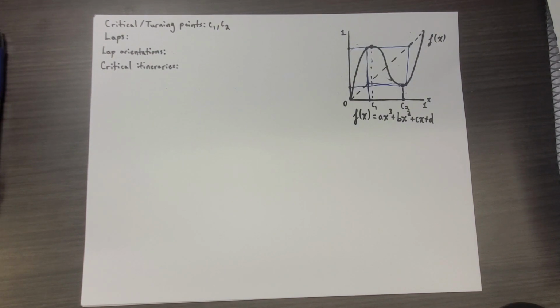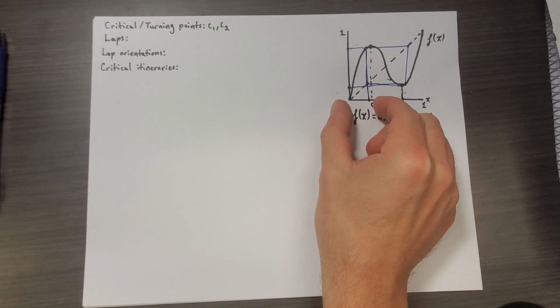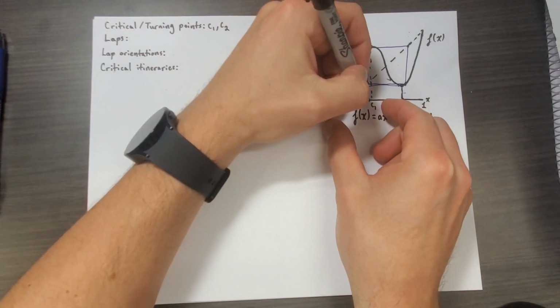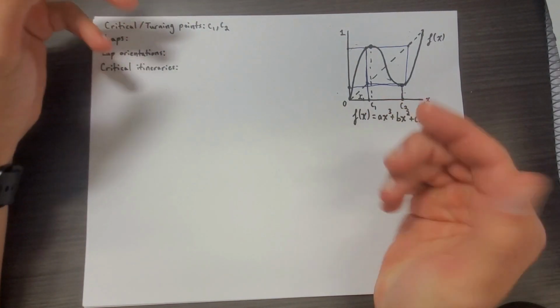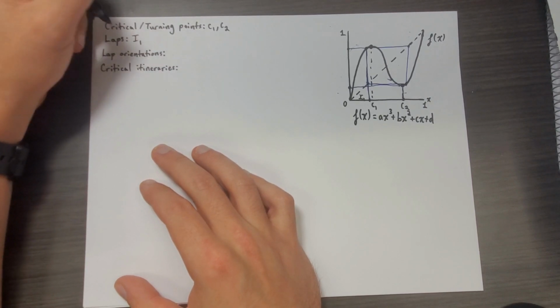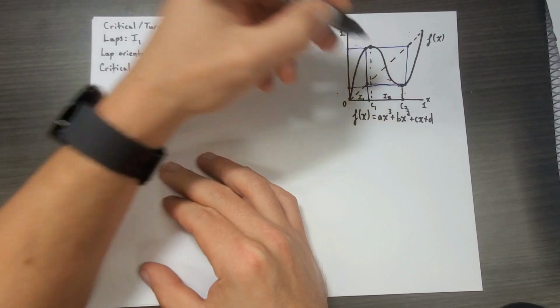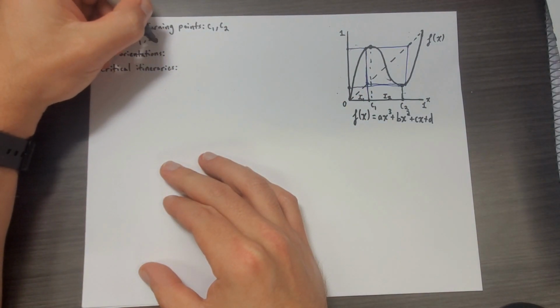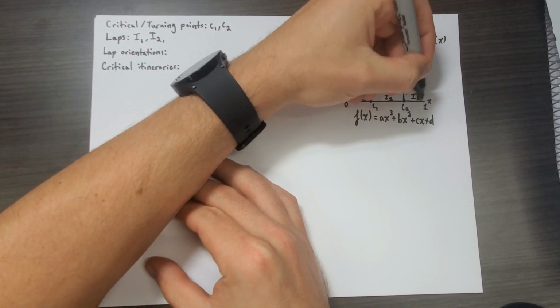So the critical points split up the domain into laps, or piecewise monotone intervals. The first lap is between 0 and C1 here. So we call that one I1. I is just short for interval. Okay. Then we have I2, which is between C1 and C2. And then I3, which is between C2 and 1.